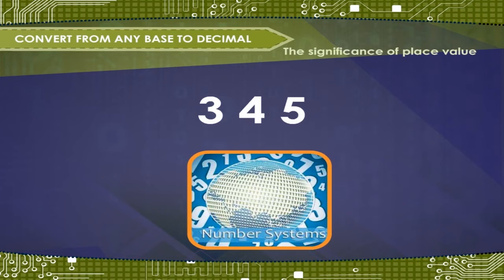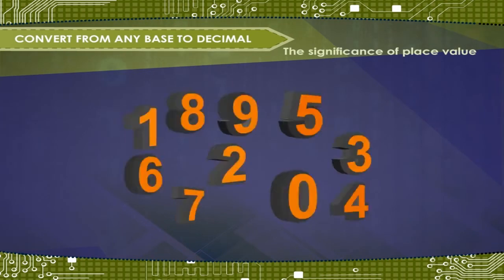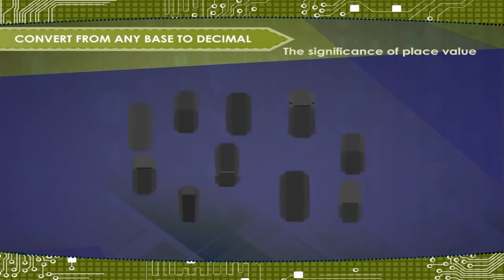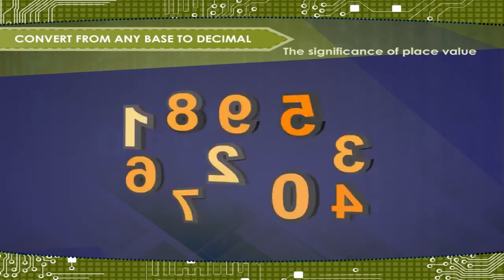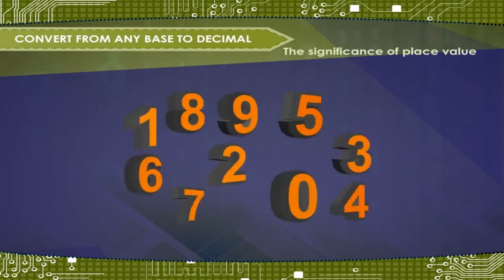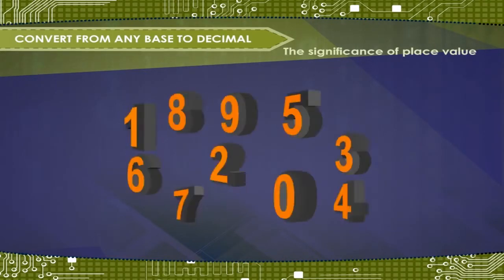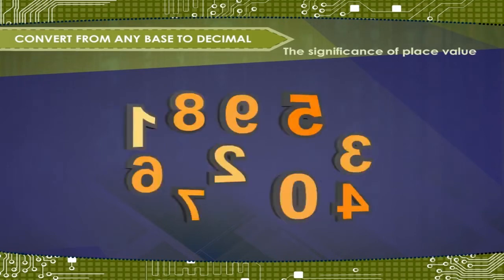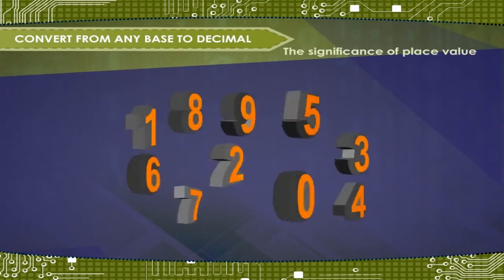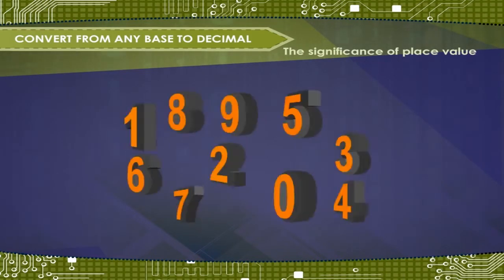Remember that any base to the power of 0 is equal to 1. This is the same for each number system. The least significant digit has a value of base^0, equal to 1, increasing to base^1 for the next digit, base^2 for the next, and so on.